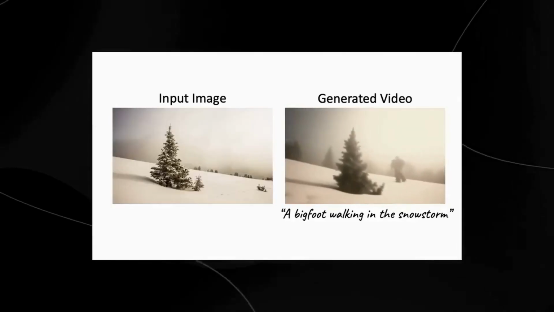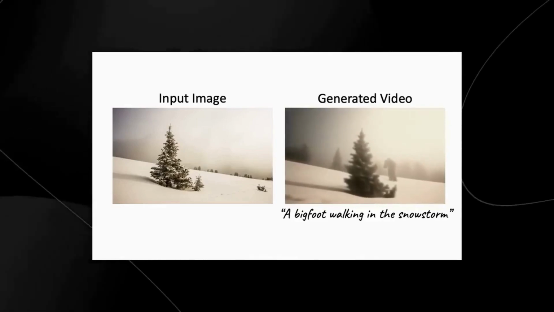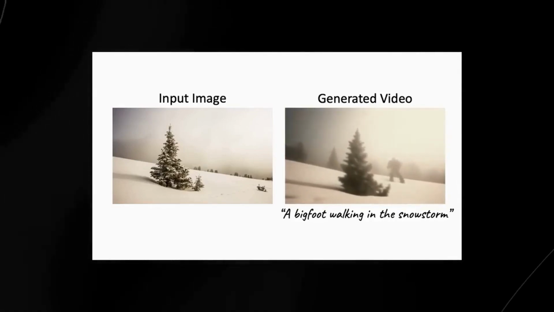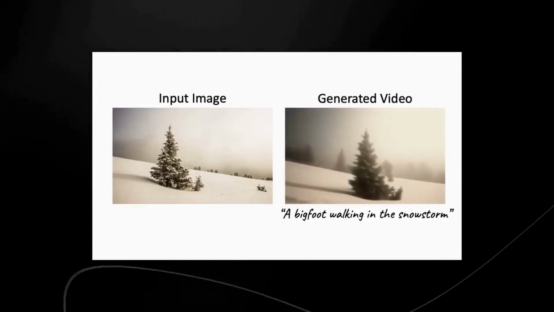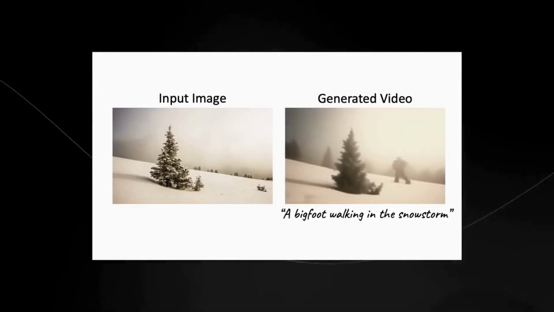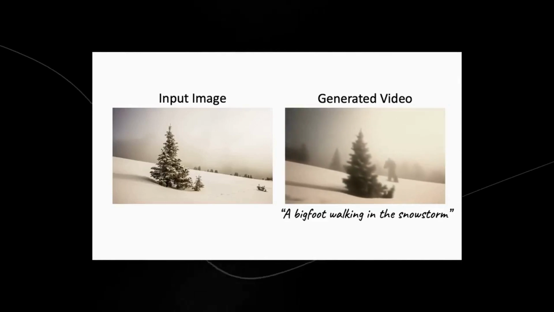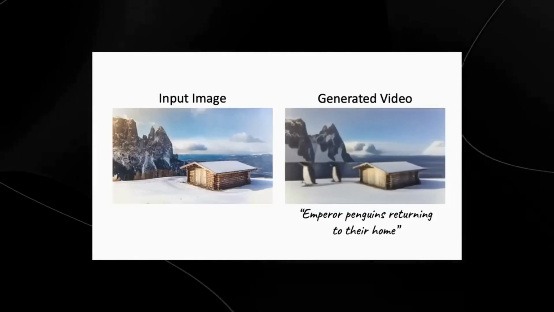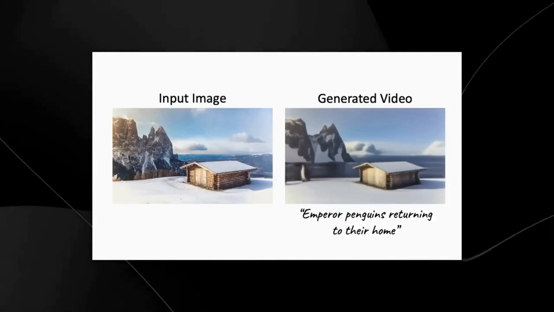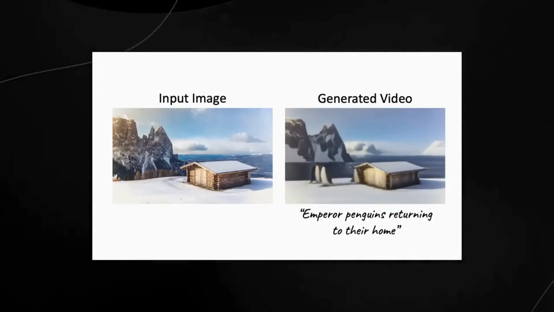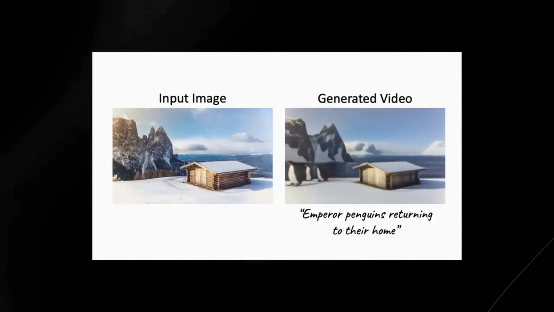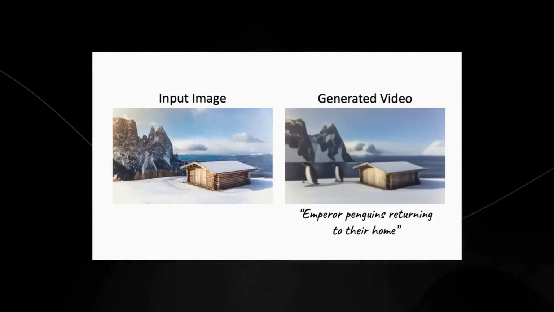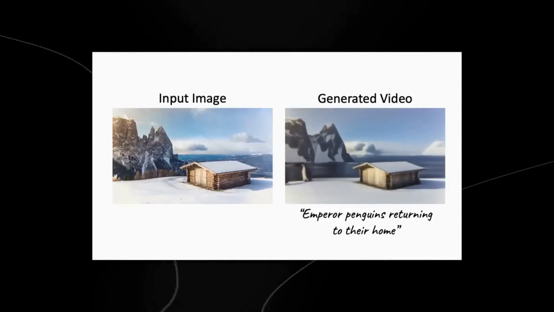We have another input image right here. You can see that we just have something that looks like a Christmas tree, and then of course we have Bigfoot walking in the snowstorm. And honestly, these examples that I'm about to show you are truly incredible. I mean, they do look as realistic as possible, and it shows that their input image, which generates a video, looks about as realistic as you might expect in this early stage. Now of course we have the input image and the generated video of the emperor penguins returning to their home, and you can see that this one definitely looks pretty accurate, which is pretty nice.